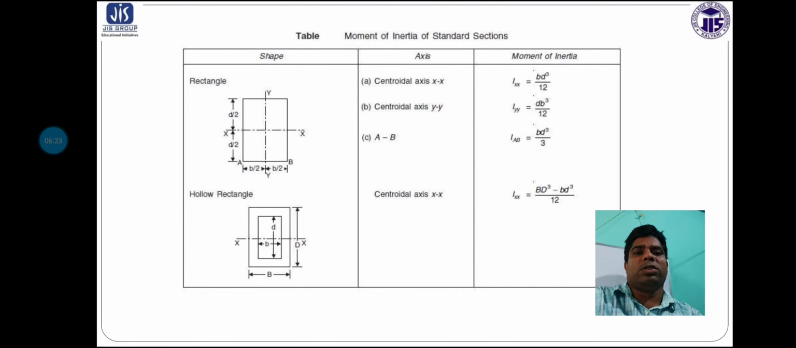So this is the diagram table that I summarize here. That means we have already done the rectangular section, triangular section, hollow rectangular section, and hollow circular section. So all the formulas can be summarized here.